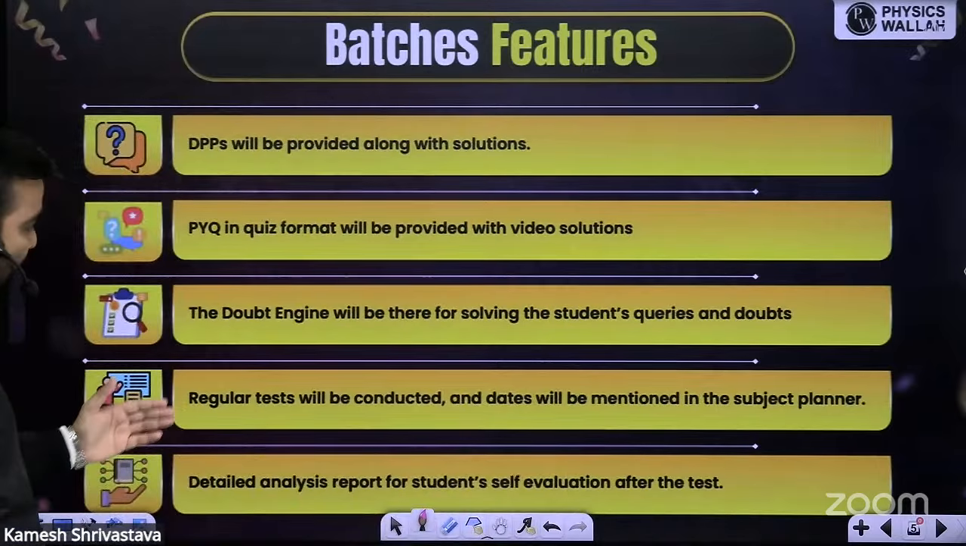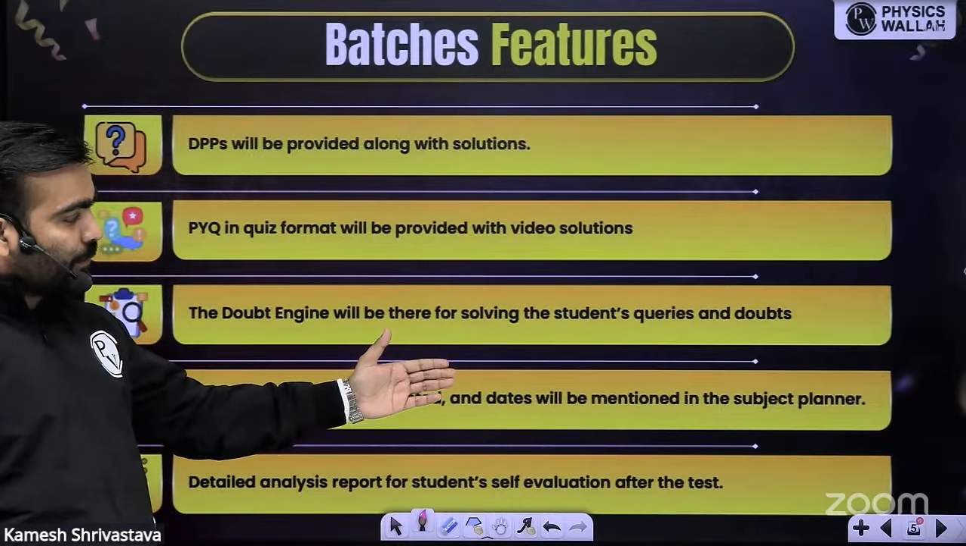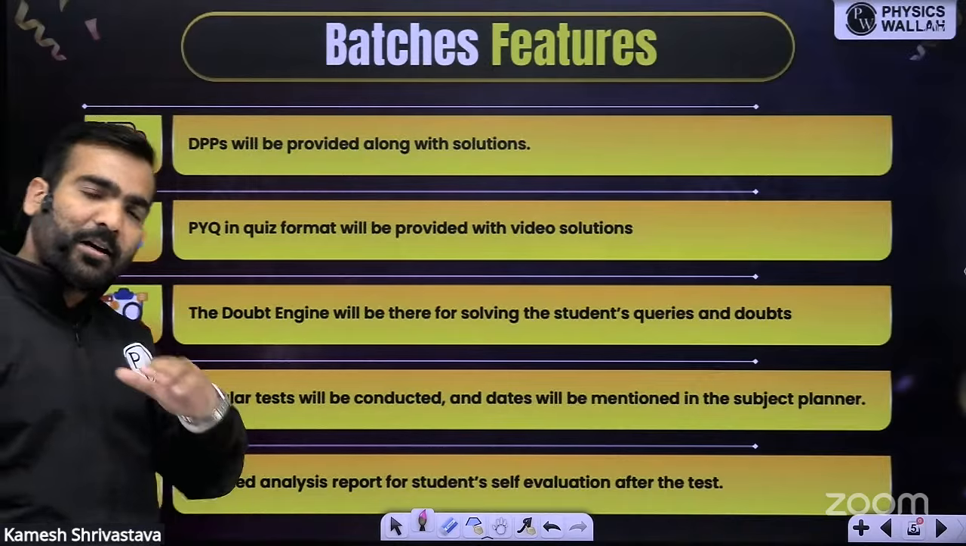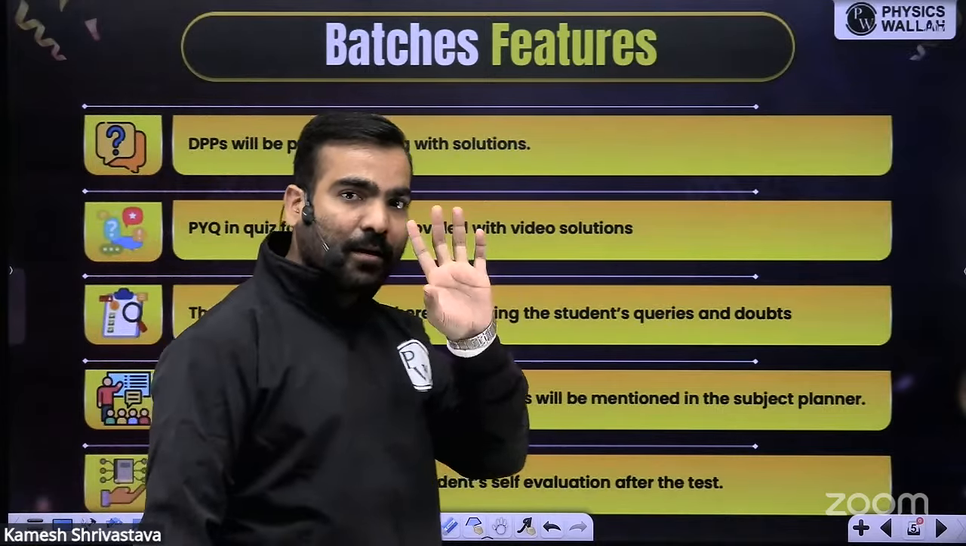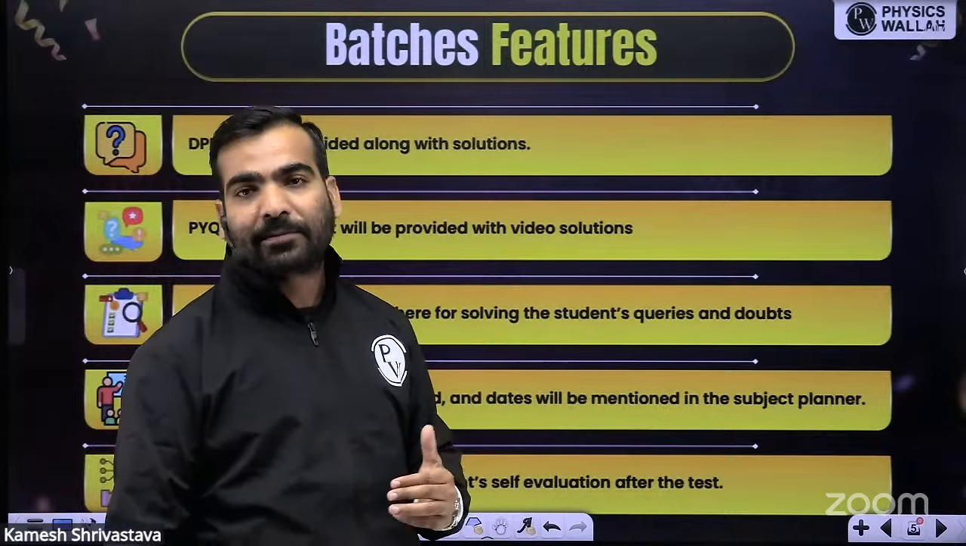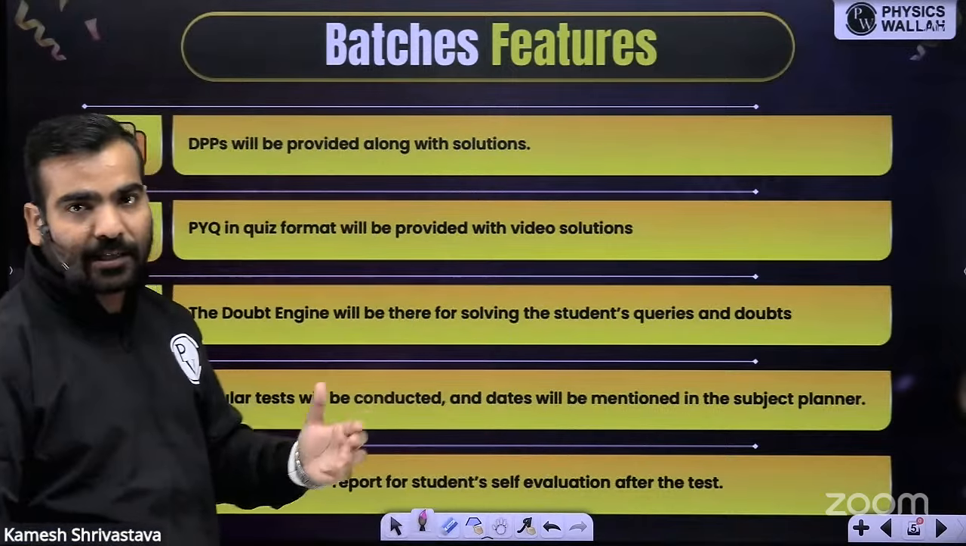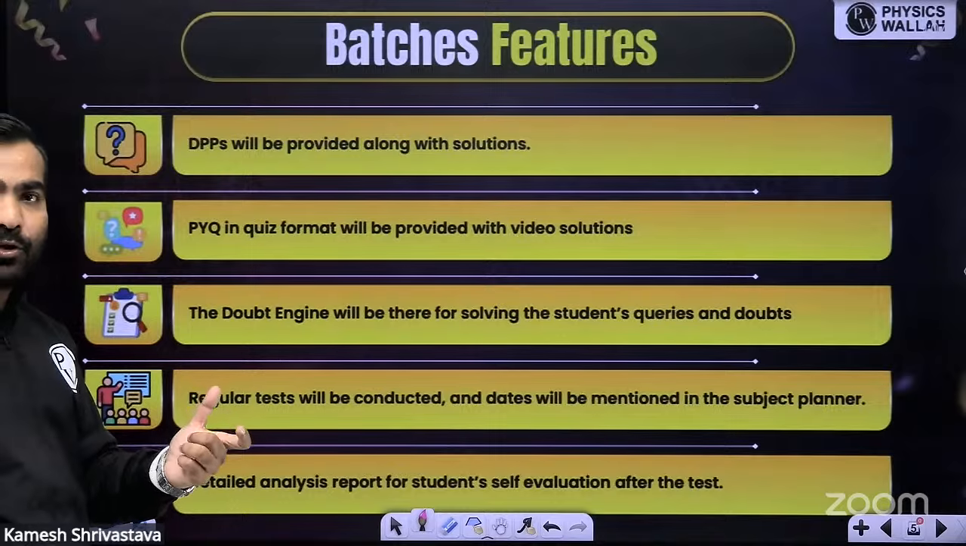And the next is regular tests will be conducted and dates will be mentioned in the subject planner. Regular tests will be there, chapter by chapter. Suppose one subject has 5 chapters, then for the 5 chapters you will have the tests, and the notification will be provided to you when your test is.